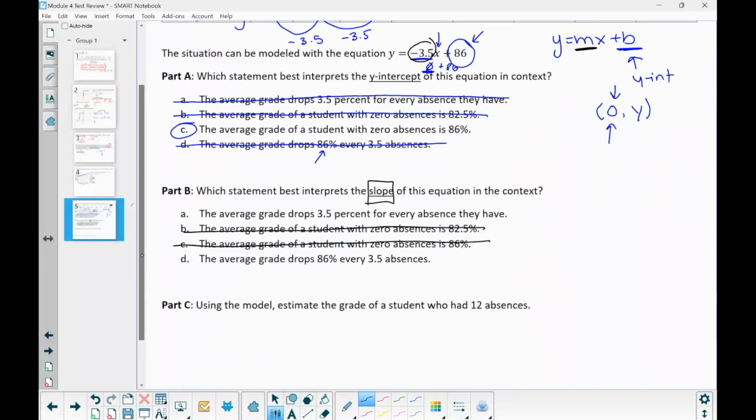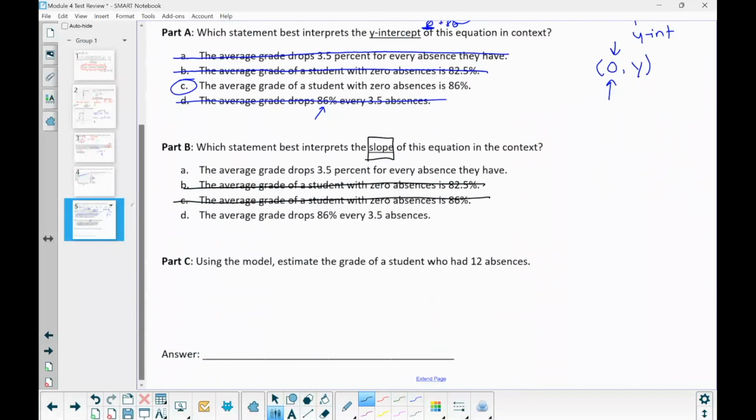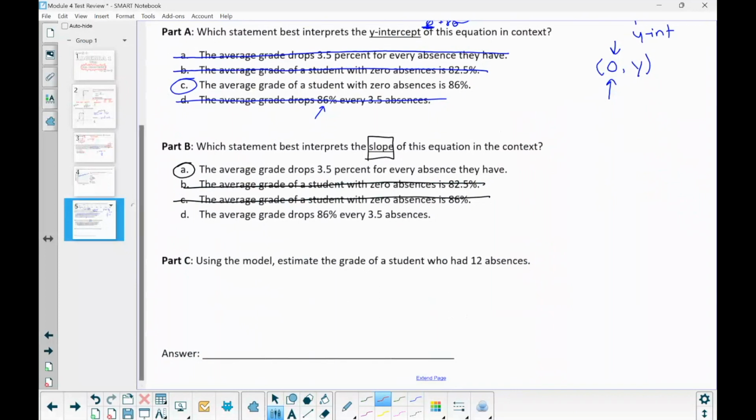Now, if we looked at our table above and we kept going, the more absences, the farther your grade drops. Every single time you're absent, your grade drops 3.5%. And the average grade drops 3.5% every absence you have. So it's A. And finally, we have part C.